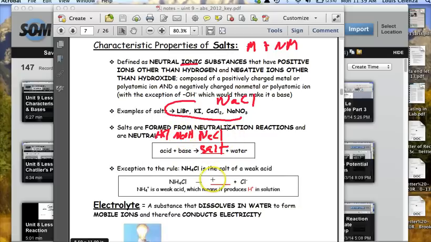Here's an exception to the rule. Generally speaking, salts are neutral, but here's an exception where it would not be neutral because NH4 is a weak acid, which means it produces H pluses in solution. This is not something that you really need to worry about.